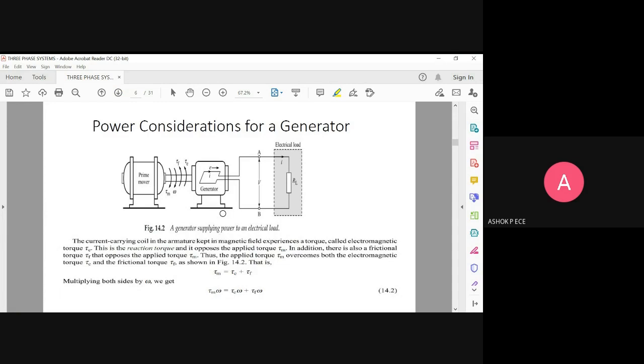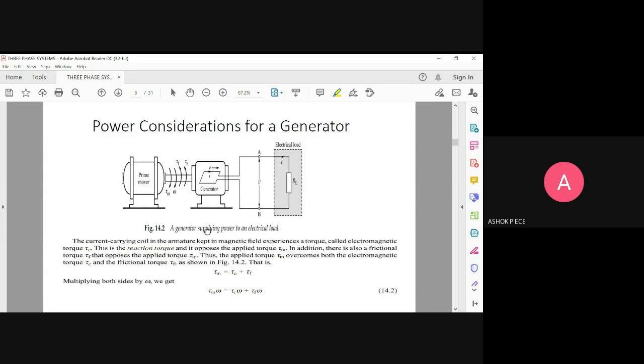When the current-carrying coil armature is placed in a magnetic field, it experiences a torque. That is called tau E, the electromagnetic torque. This is the reaction torque and it opposes the applied torque tau m. So when you rotate the armature in the clockwise direction, definitely an opposing anti-clockwise torque will be developed. Just like an EMF opposes the source, when you rotate the shaft clockwise, this tau E will be available in the anti-clockwise direction, opposing your torque. In addition, there is also a frictional torque tau f that opposes the applied torque tau m.